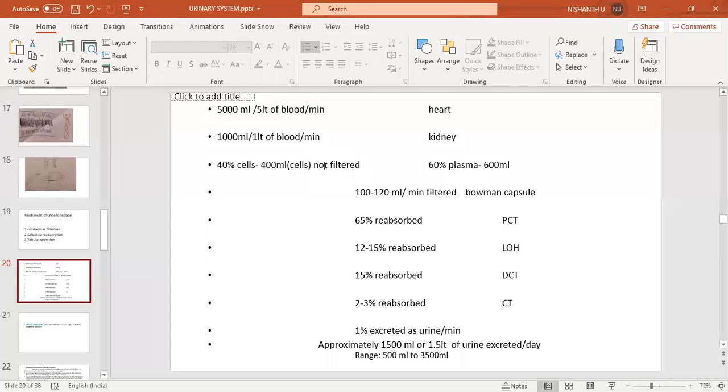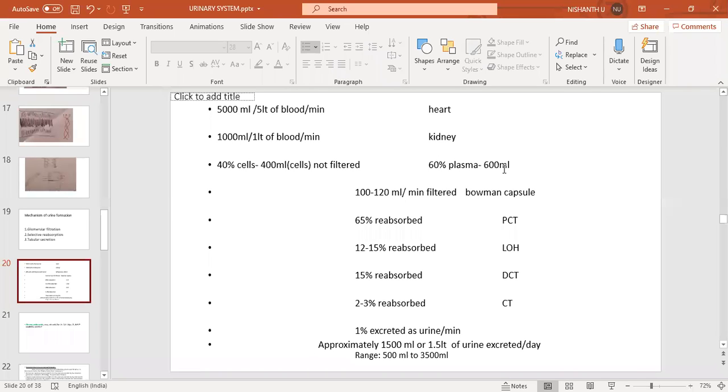That means remaining how much? 60%. 60% means how much? 600 ml. That is plasma. Are you able to understand? 5,000 ml is pumped from the heart. 1,000 ml reaches the kidney. In that 1,000 ml, 40%, that is 400 ml, is cells, and the remaining balance is 600 ml. That is 60%. That is plasma.